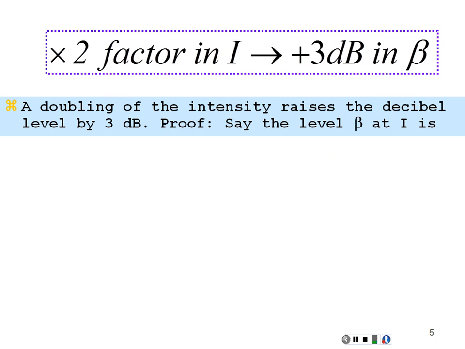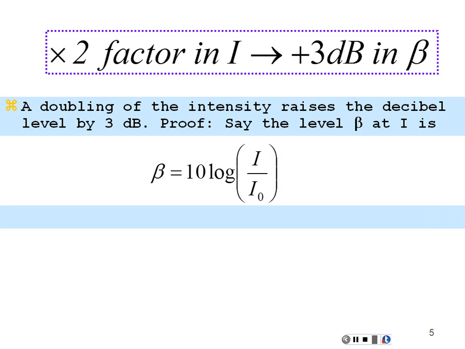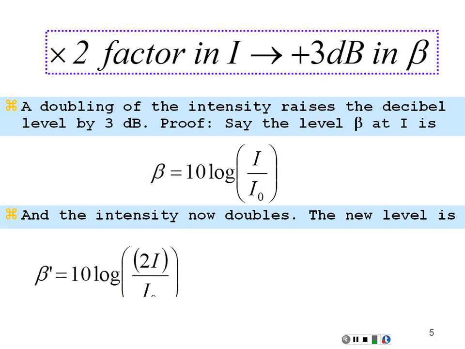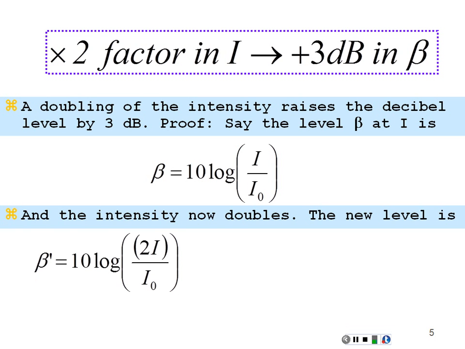Doubling your intensity by 2 results in a change of decibels by 3. Here's a proof. Let's say your decibel level is 10 log intensity over intensity naught, and you doubled your intensity. So now your new intensity is 2I over I naught. Your intensity level, which I'm calling beta prime, is 10 times the log of 2I over I naught.